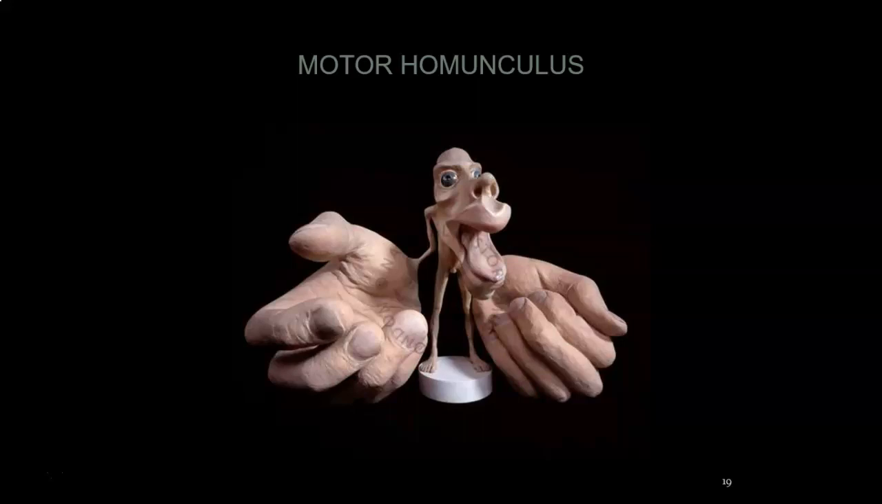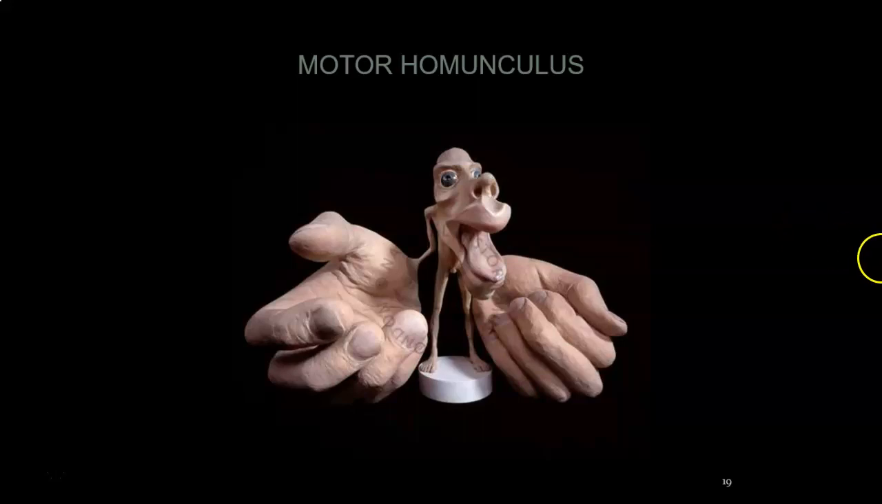So this is your motor homunculus. As you can see, your knees are teeny tiny. Your lips and mouth are huge. Not much on your forehead because there's not a whole lot of movement you can do in your forehead, but your hands and your general face area are enormous.